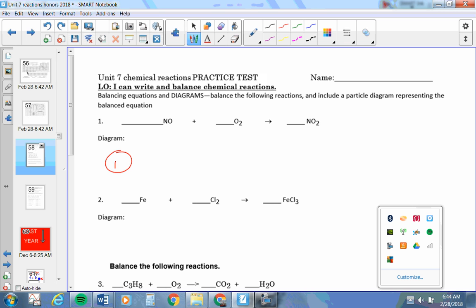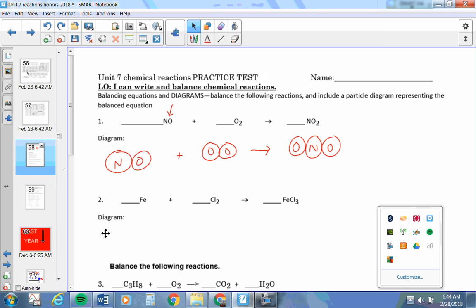I'm going to draw an N tied to an O, because that's what that shows. That gets added to an O2, so I'm going to have an O tied to an O. So that's what that shows. And that's going to make an N with two O's attached to it. That's how I'm going to put them symmetrically, but you could write NOO or OON.